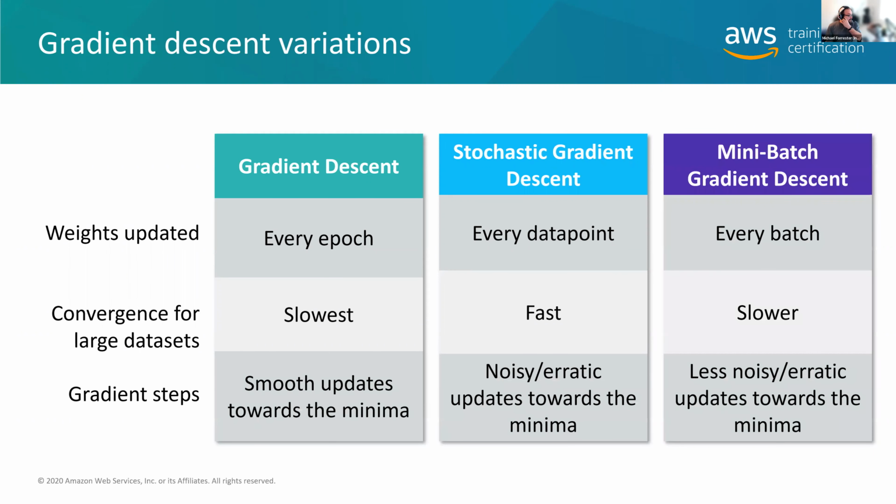There's a kind of happy medium that you could explore, which, instead of updating weights at every data point or after running through the entire data set, you could define a batch size and say, instead of every data point, how about every 10 data points or every 20 or 100 or 1,000? You could do updates. So it's less noisy and erratic than stochastic, but it converges quicker towards the minima than gradient descent does.